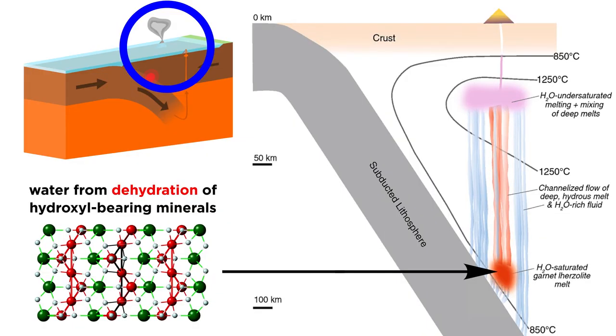During subduction, water is delivered into the mantle via the dehydration of hydroxyl-bearing minerals within the subducted oceanic lithosphere, which lowers the melting point of the mantle rock, causing widespread volcanism.